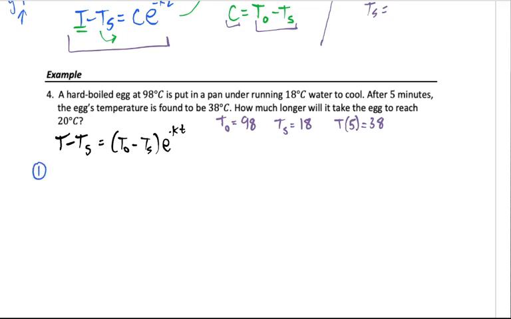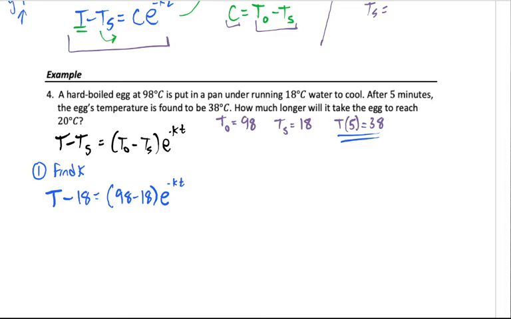All right? So let's try to break this problem down. Step 1 is we want to find the k value. So let's just use the information that we have to see if we can figure this out. And what I'm going to use is this T5 is going to equal 38. We have this T value we don't know right this millisecond, we'll just pretend, minus the surrounding is 18, equals the initial temperature was 98, the surrounding was 18, e to the negative kt.